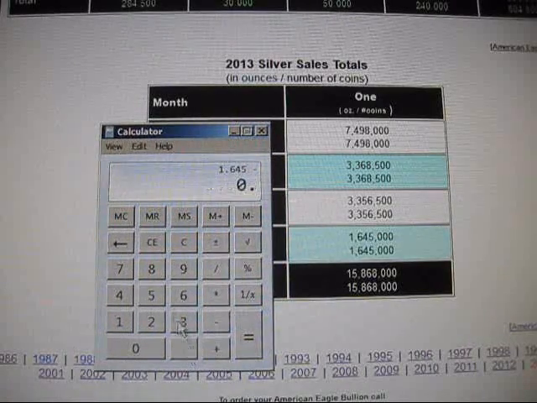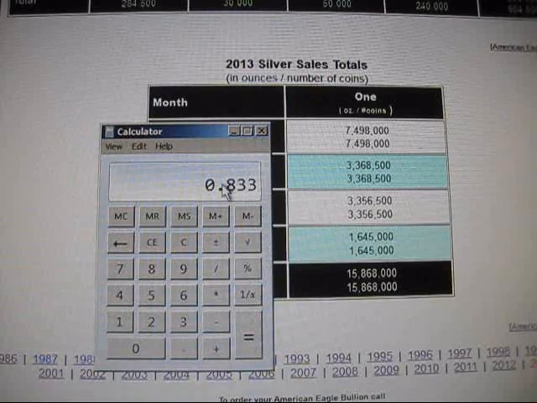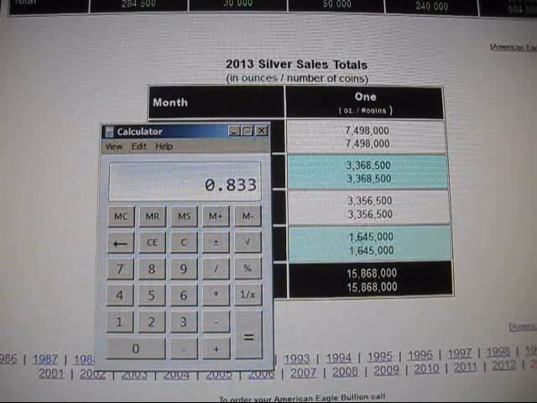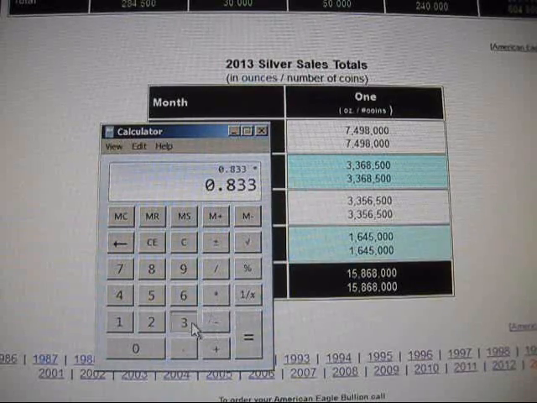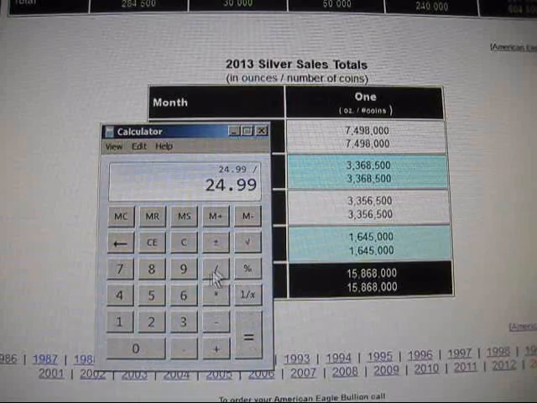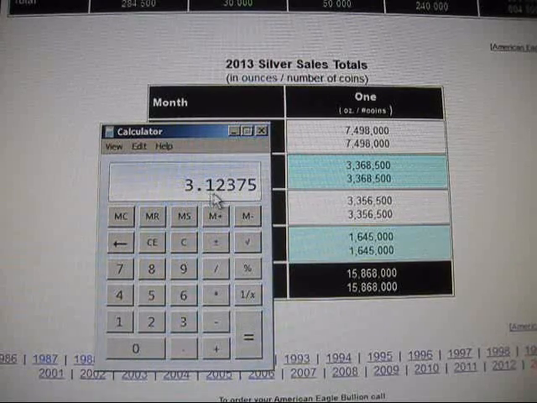1.645 minus the 812,000 that they put in there, and that's 0.833 or 833,000. And let's just extrapolate that out and see what we would get for April. So we would multiply that by 30 and divide that by 8. And you get a more reasonable number of 3.1 million.